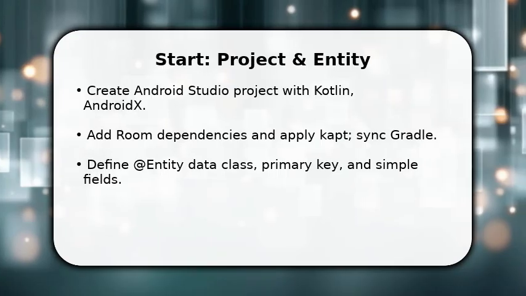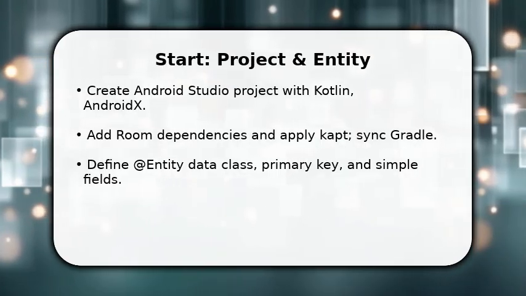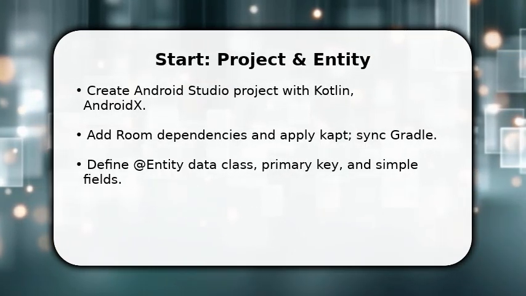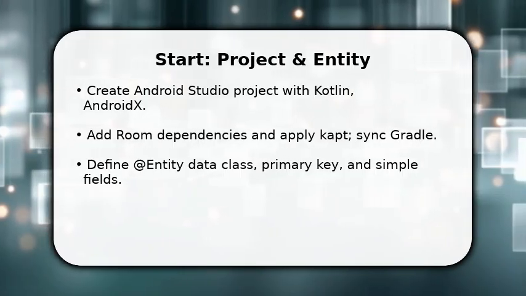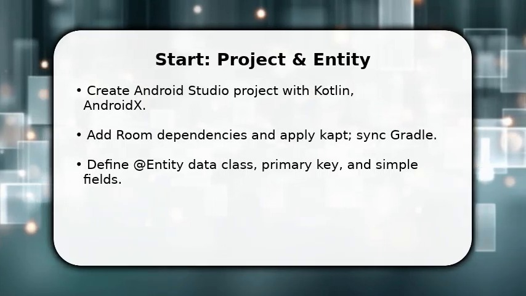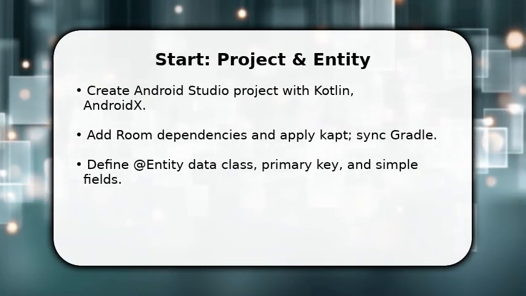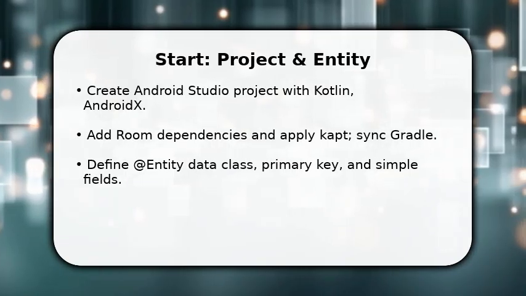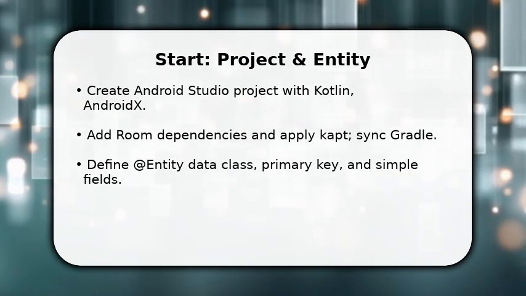You begin by preparing the project and creating the data model. Add Room and lifecycle dependencies, enable kapt, then sync Gradle. Next, create an @Entity data class that models the table and mark a primary key. Once done, annotate fields for types and default values so Room can infer the schema.